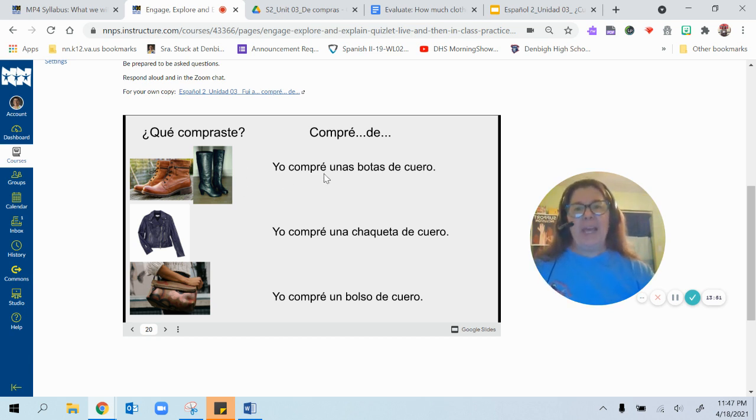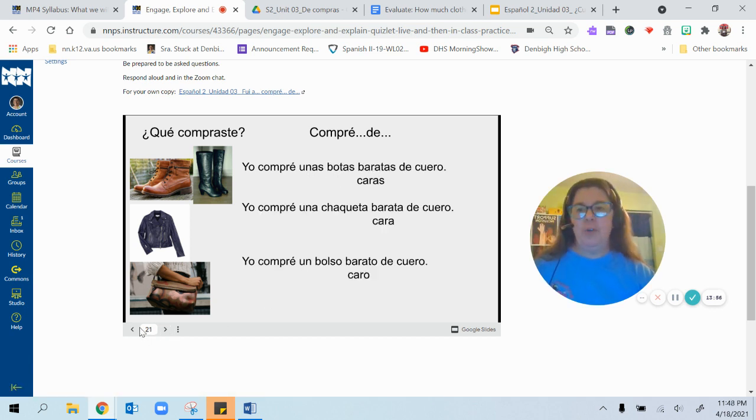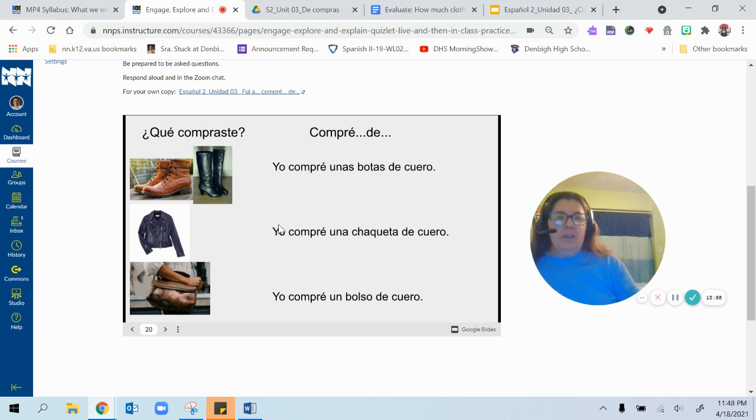Yo compré unas botas de cuero. Did I add a picture in? No. Remember that leather comes from an animal. It's an animal skin. Many times we get our leather from cows and sometimes from horses, sometimes from other animals. Yo compré unas botas de cuero. Yo compré una chaqueta de cuero. Yo compré un bolso de cuero. ¿Qué compraste?